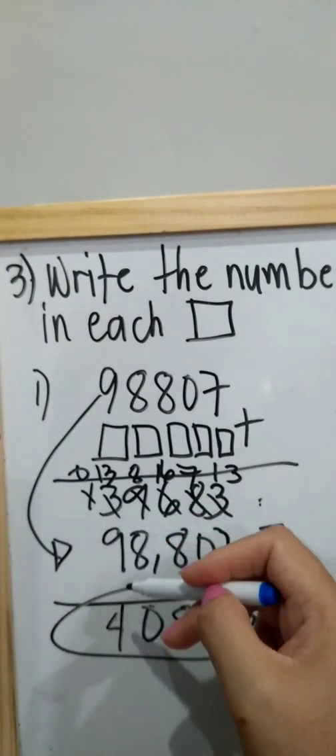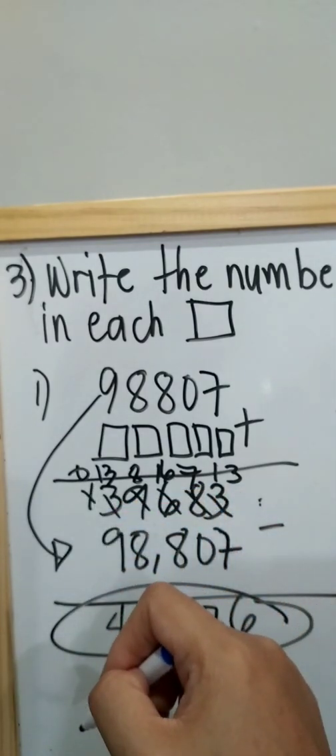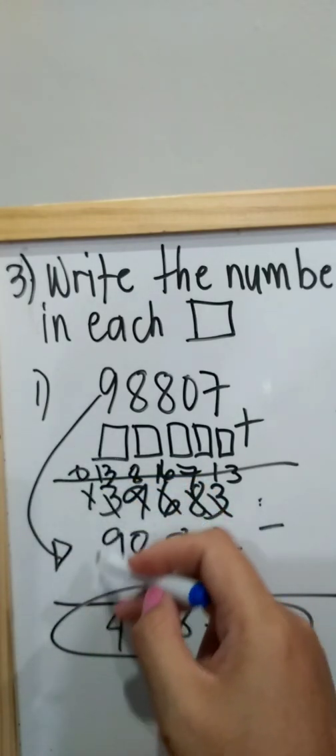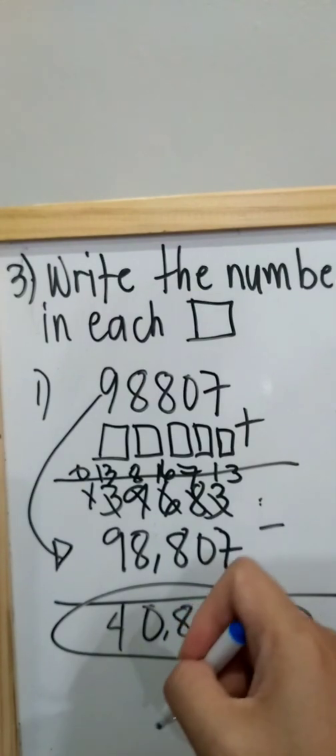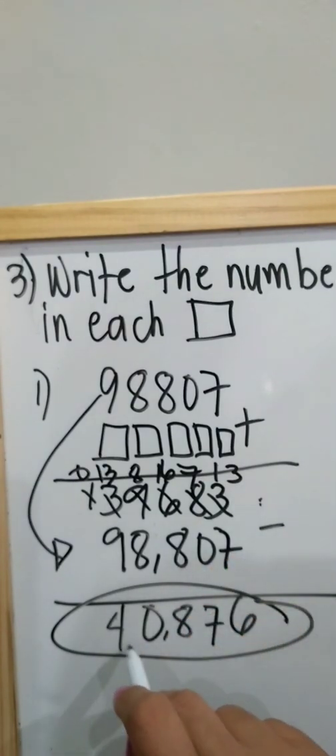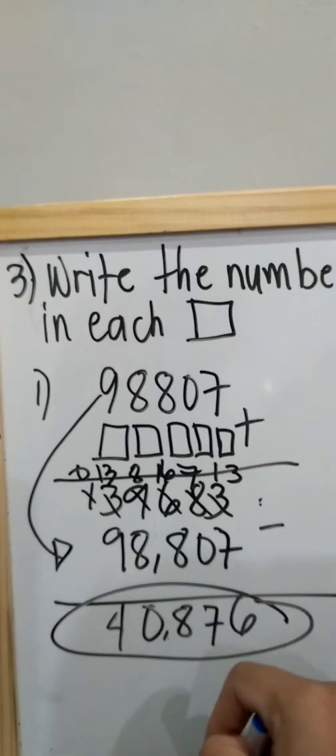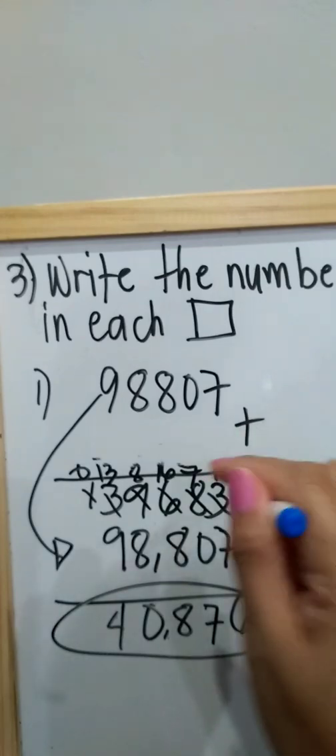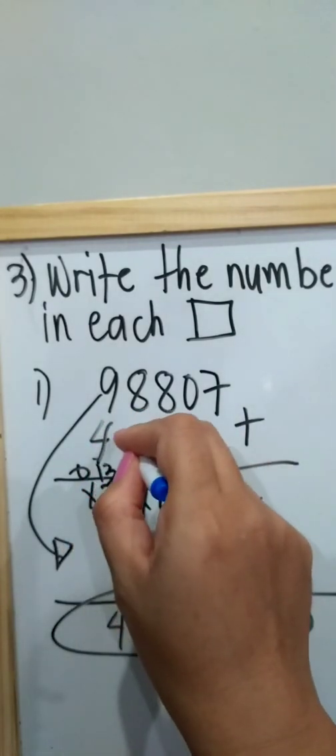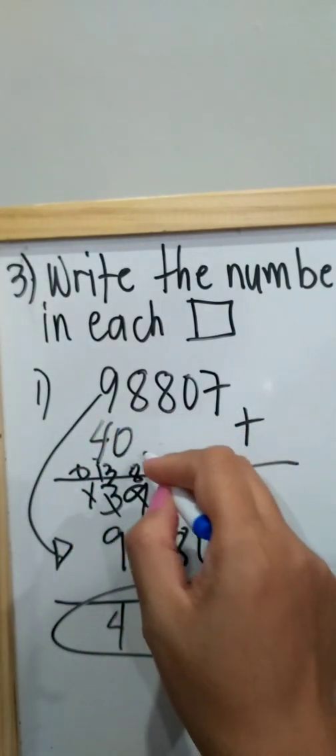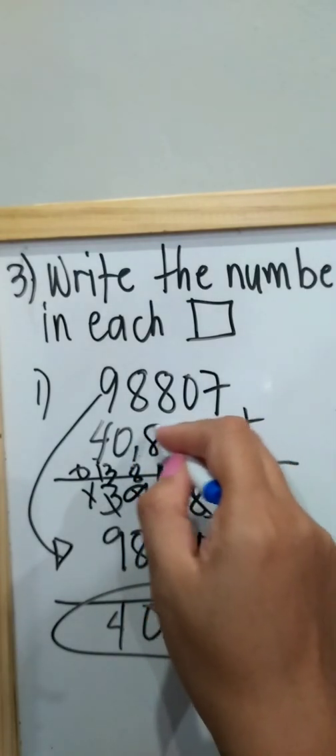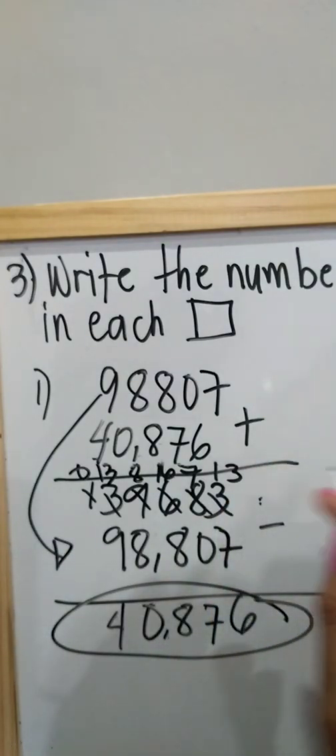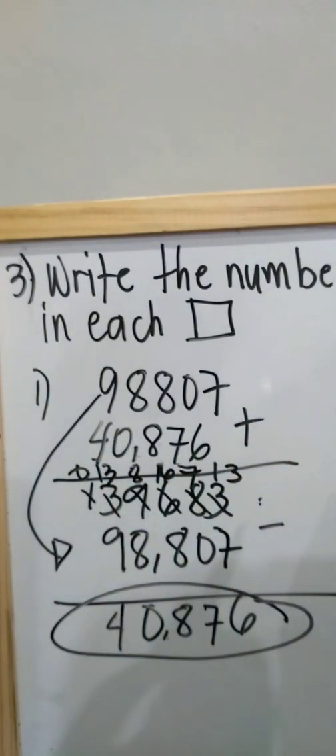Then 3 minus 9 cannot be. Now let's borrow 1 again from 1, and then 1 will become 0 and 3 will become 13. So 13 minus 9 is equal to 4. The answer is 40,876. So the missing number here is 40,876.